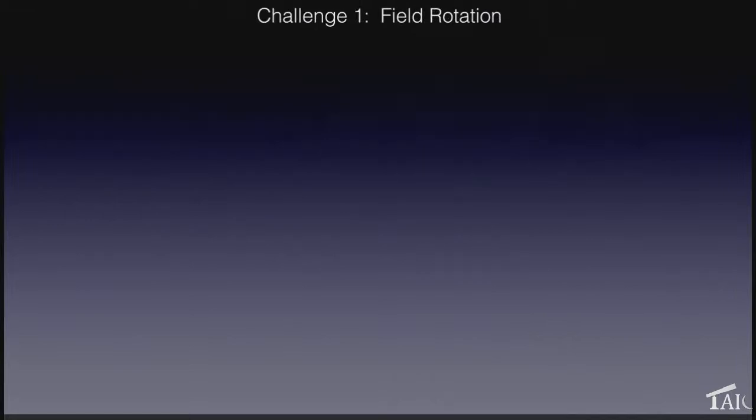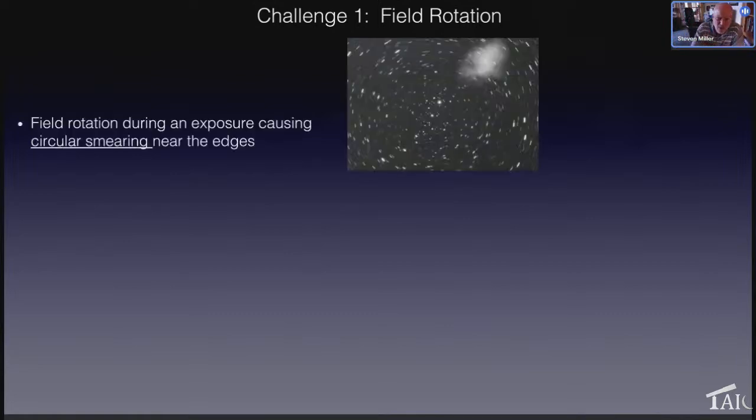Field rotation happens because I can only move up, down, left and right, and the sky is actually moving in an arc. Essentially, according to my camera, it looks like the target is rotating. If I take a long exposure, this is what it looks like. In the center of the camera, it'll be okay, but as you move to the edge, everything's rotating around it, and so it causes this circular smearing.